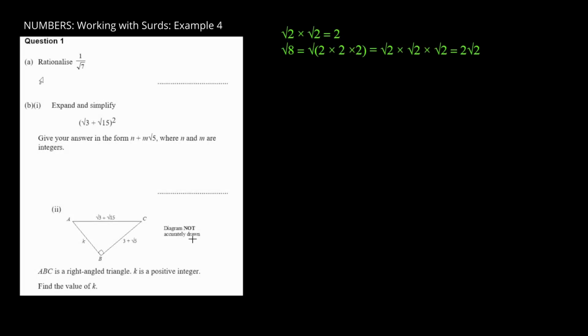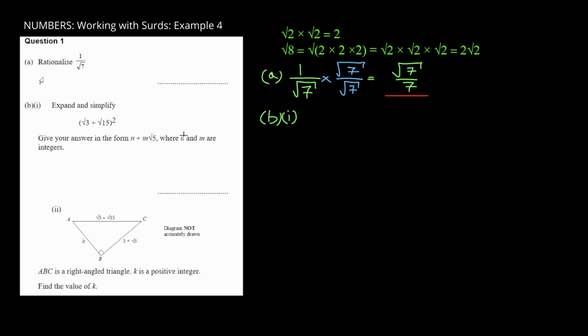Okay, let's have a look at this question. We start off simply, we multiply this by our special one, which is the root of 7 in this case, divided by the root of 7. The numerator turns into the root of 7 and the denominator 7. And that's your first answer.